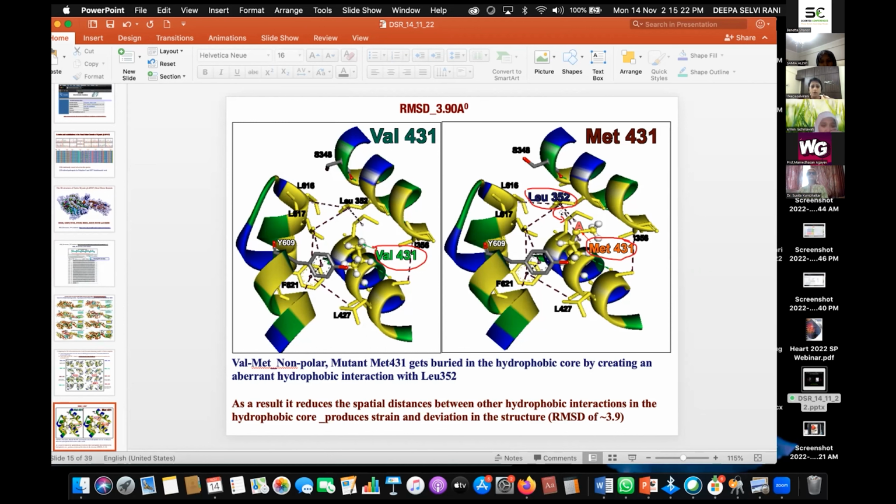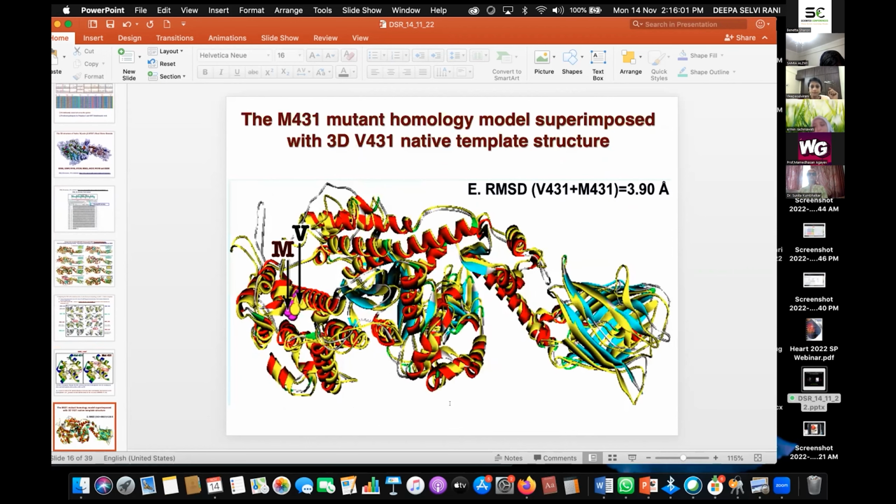forms one extra hydrophobic interaction with leucine 352. This interaction buries this molecule further inside the structure, further inside the hydrophobic core. As a result, it reduces the spatial distance between the other hydrophobic interactions in this molecule, which produces strain and deviation in the structure. So we understood this deviation is because of this mutation, which produces the extra hydrophobic interaction in the hydrophobic core. That could be the reason for more deviation here.